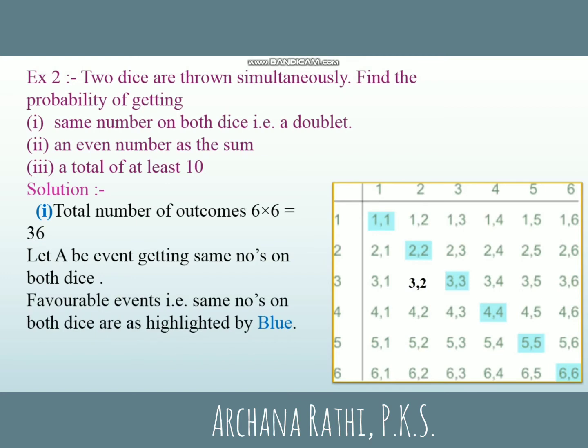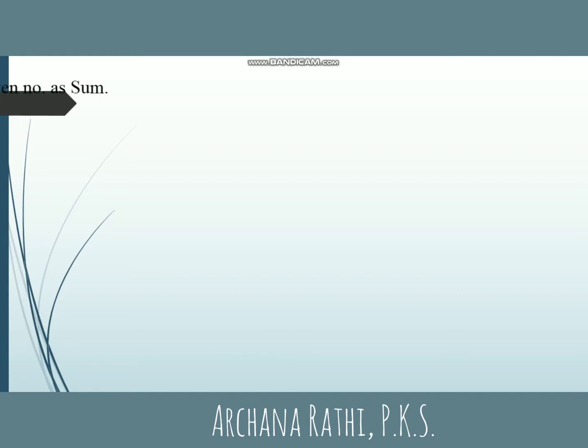Favorable events are shown highlighted in blue color. Therefore, the number of favorable outcomes, if you count the blue ones, is 6. So the probability of getting A, denoted by P of A, is equal to 6 by 36, that is 1 by 6. Now let us discuss the second, an even number as a sum.